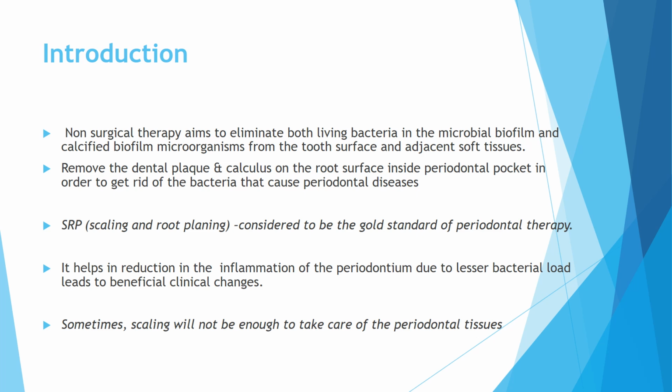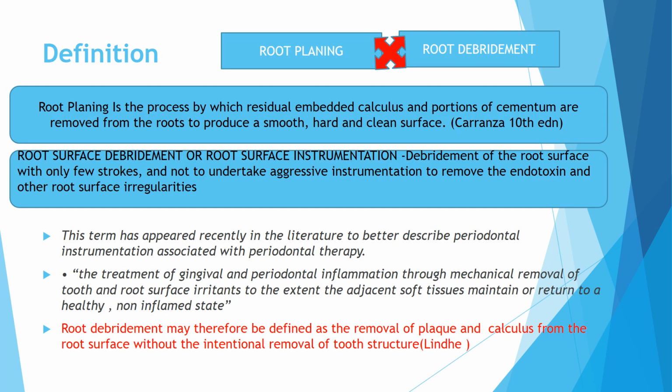It helps in reduction of the inflammation of the periodontium due to lesser bacterial load, which leads to beneficial clinical changes. Sometimes the scaling will not be enough to take care of the periodontal tissues. So, coming to the definition of root planing, and also, what is root debridement? Are root planing and root debridement the same, or are they different?